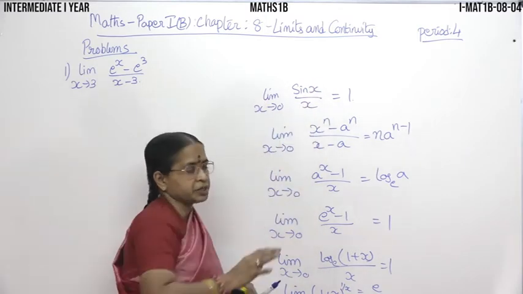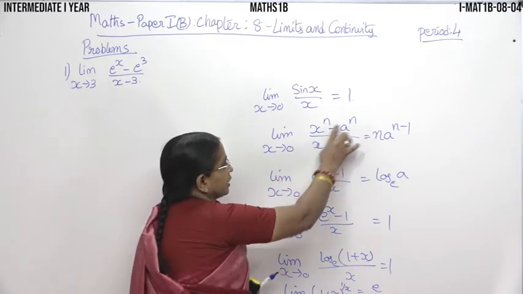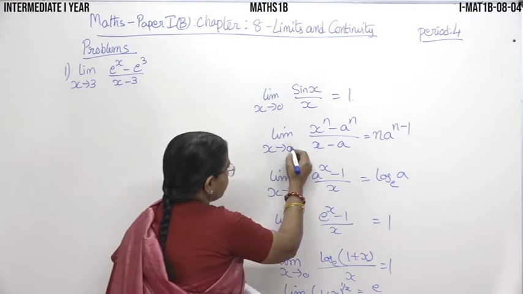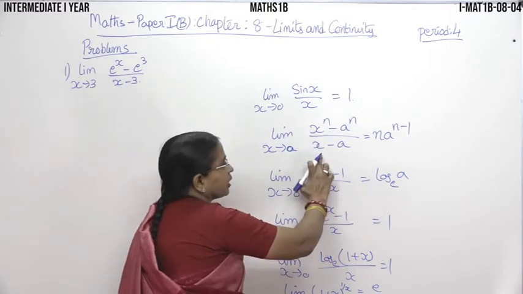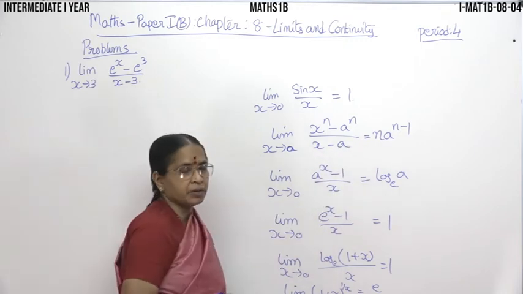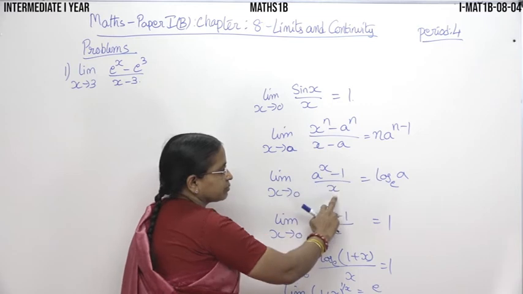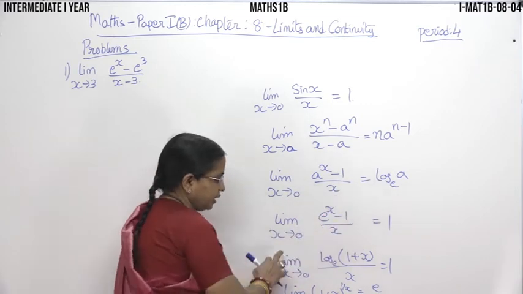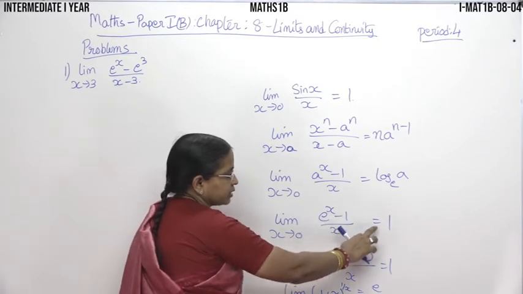the same expression. In the same way, limit x tending to a of x to the power n minus a power n by x minus a is n a to the power n minus 1. Limit x tending to 0 of a power x minus 1 by x is log a to base e. Limit x tending to 0 of e power x minus 1 by x is 1.